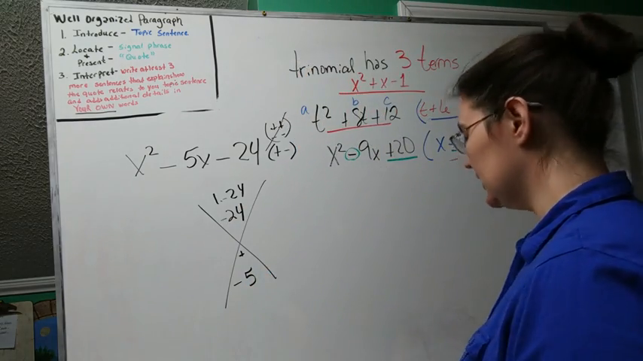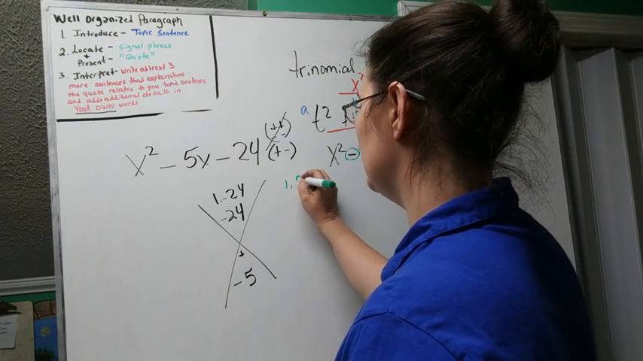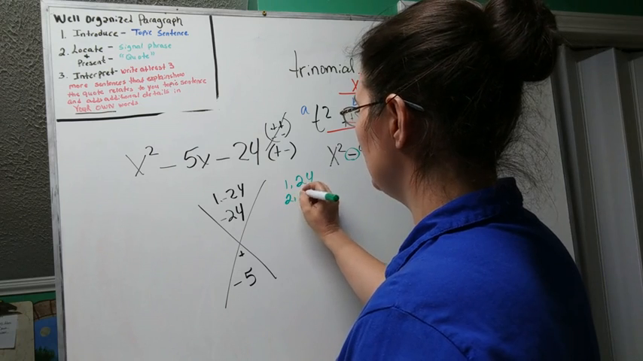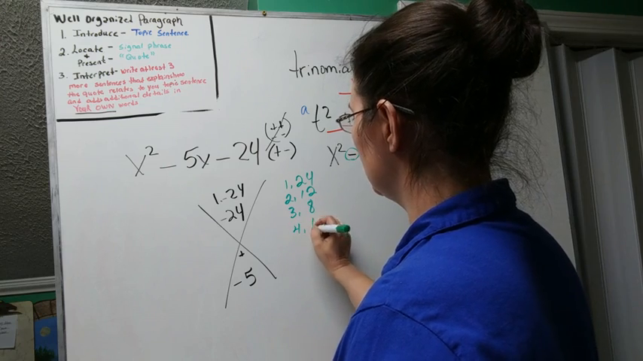Okay, so let's look at our factors for 24. Okay, we have 1 and 24. We have 2 and 12. We have 3 and 8. We have 4 and 6.